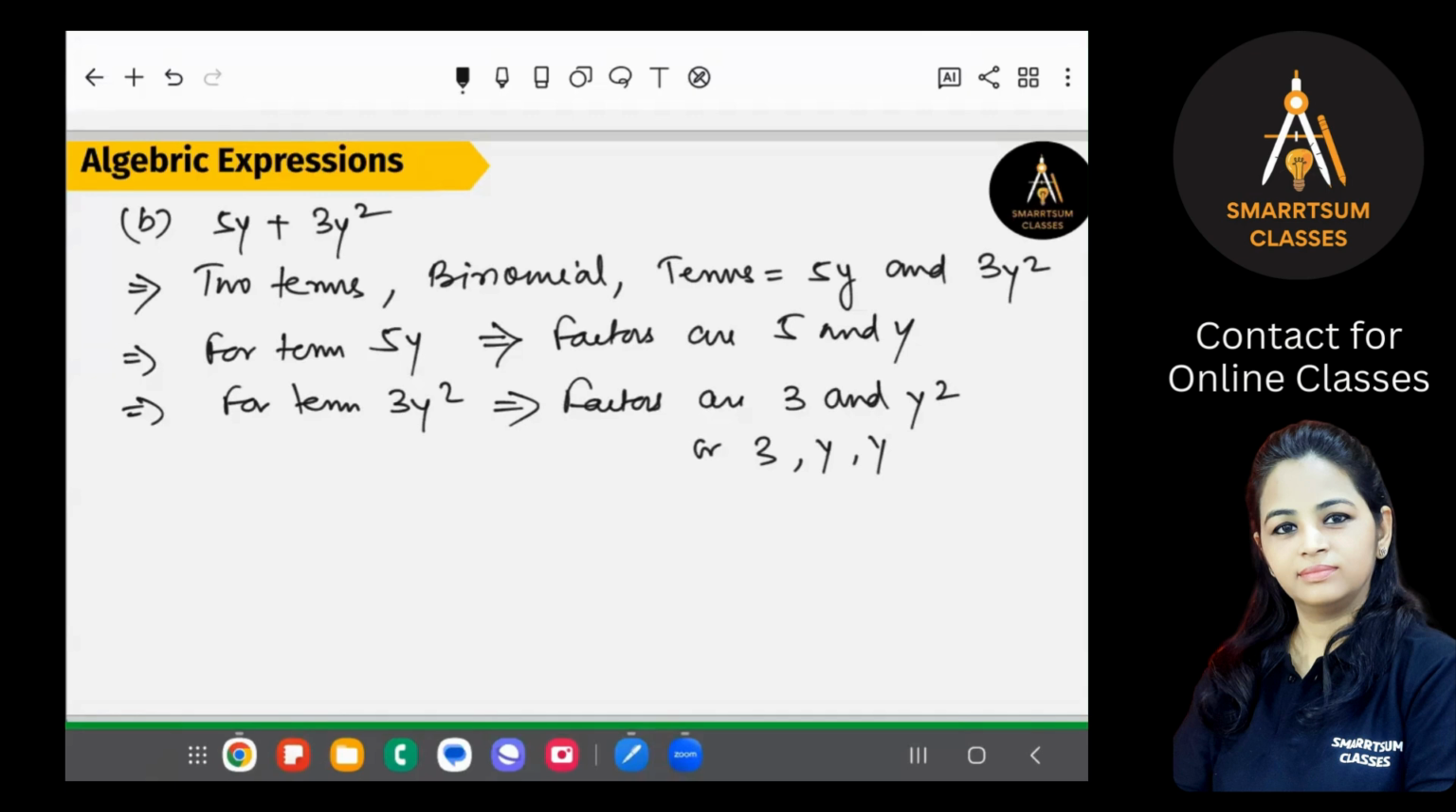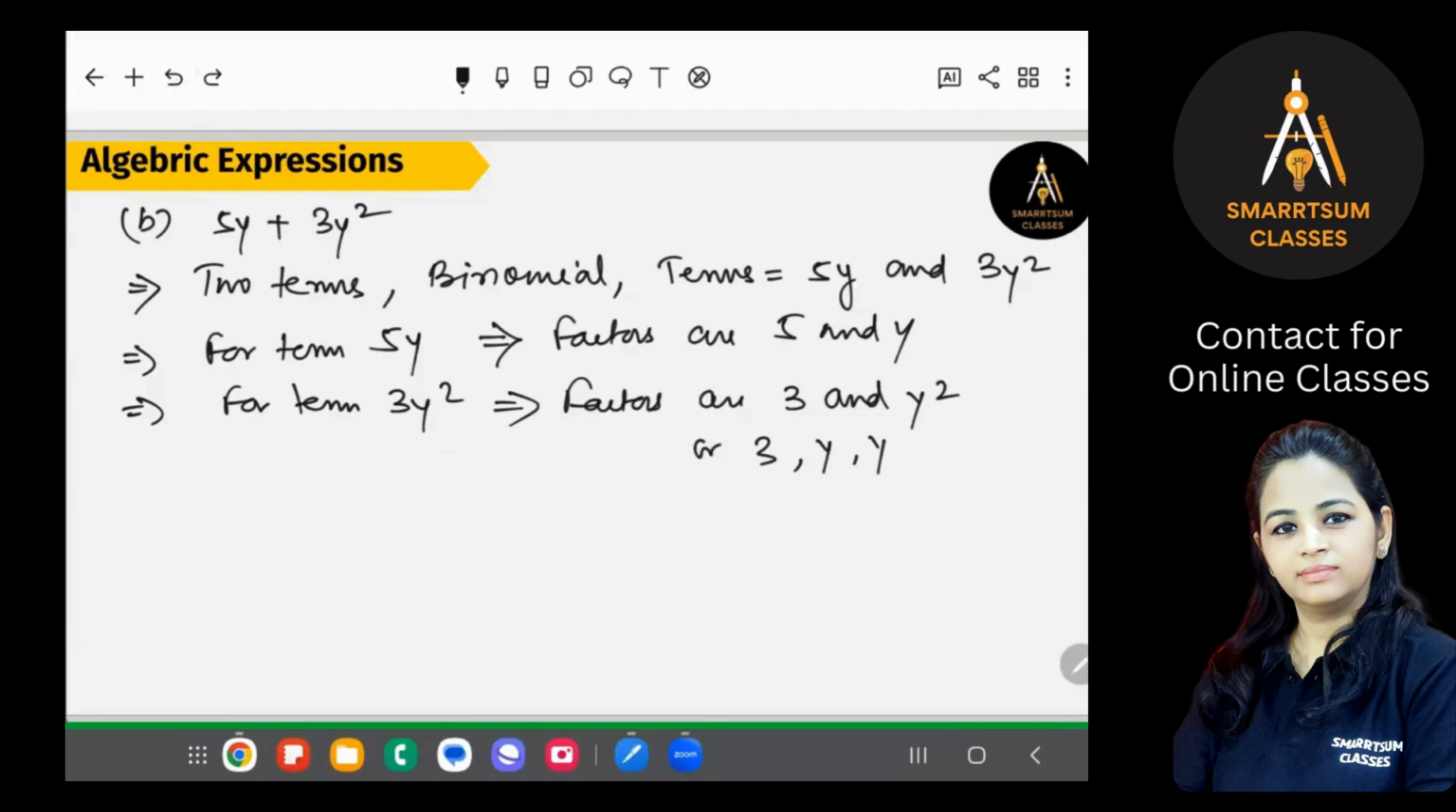Always remember, whenever you are writing the terms, always write them along with their sign. Similarly, whenever you are writing the factors, always write the constant factor with its sign. As you can see here, the 3 is positive, so we are writing 3. If suppose it is minus 3y square, then what is the factor? The constant factor will be minus 3. So always remember about the sign. Sign is very important.